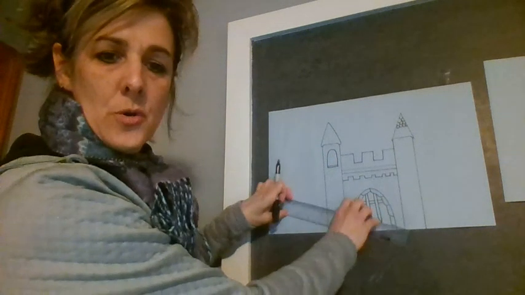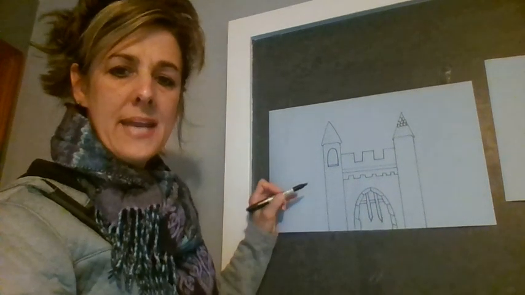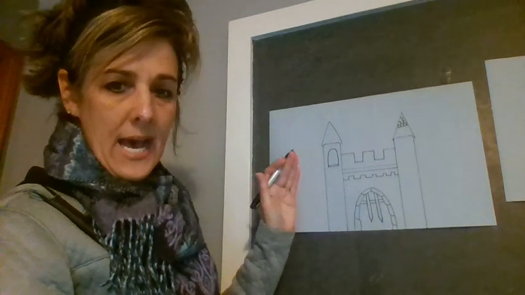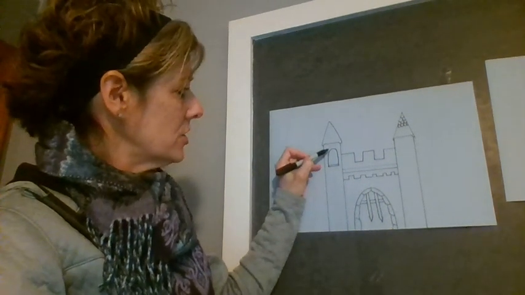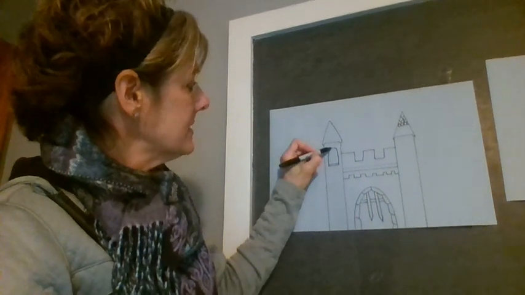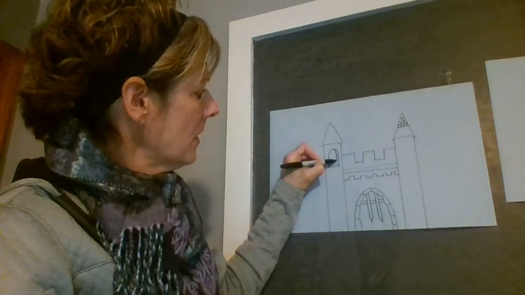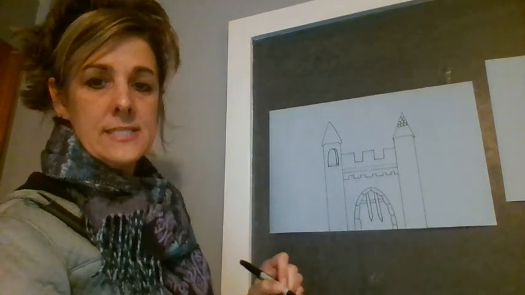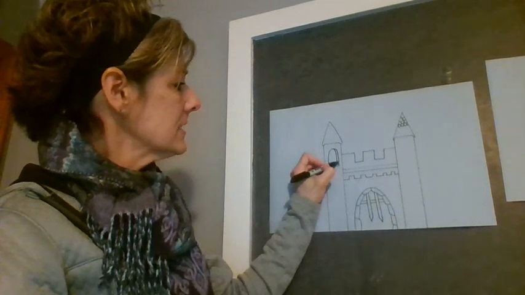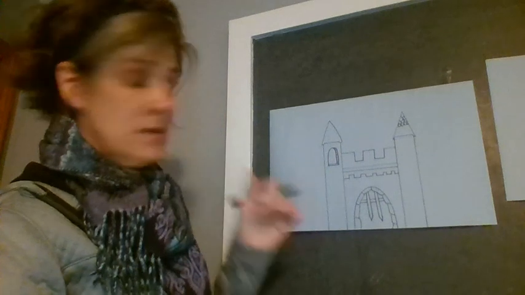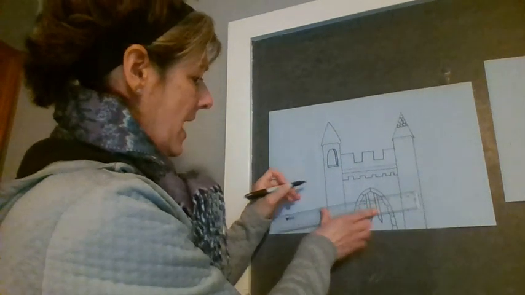Now let me show you a little bit about adding dimension to this. So if you want to show one side of the window to show that it goes in and it has dimension, you're going to start at the top. You're going to follow that line down on one side. See how that looks like you can see part of the inside of the window? All right, so I'm going to do that again.